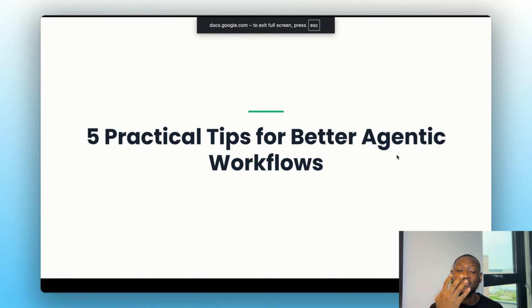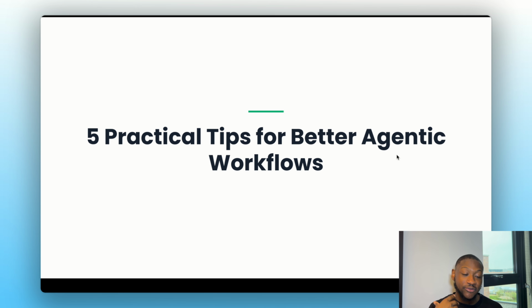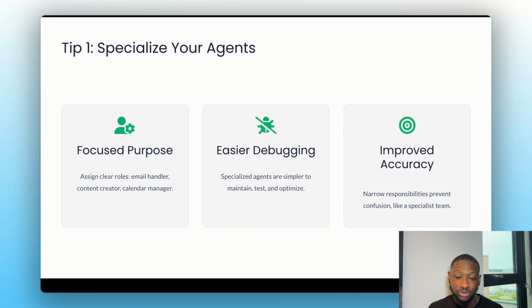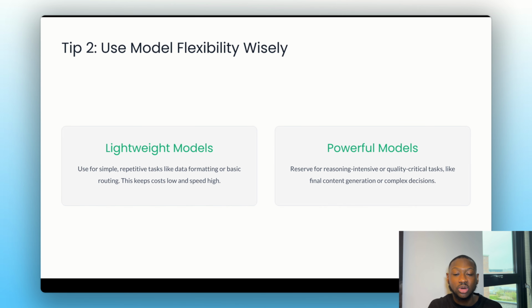So now, here are the 5 practical tips for better agentic workflows. First of all, specialize your agents. Give each a focused purpose by assigning clear roles like email handler, content creator, or calendar manager. This makes it easier for you to debug, and it also improves your accuracy, because narrow responsibilities prevent the AI agent from getting confused, like a specialist. The second one: use model flexibility wisely.